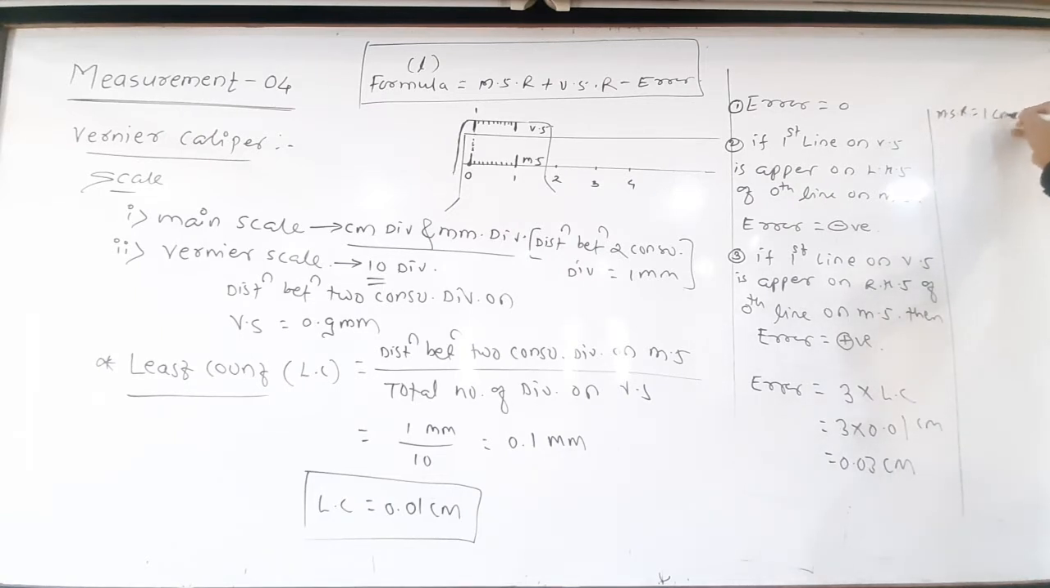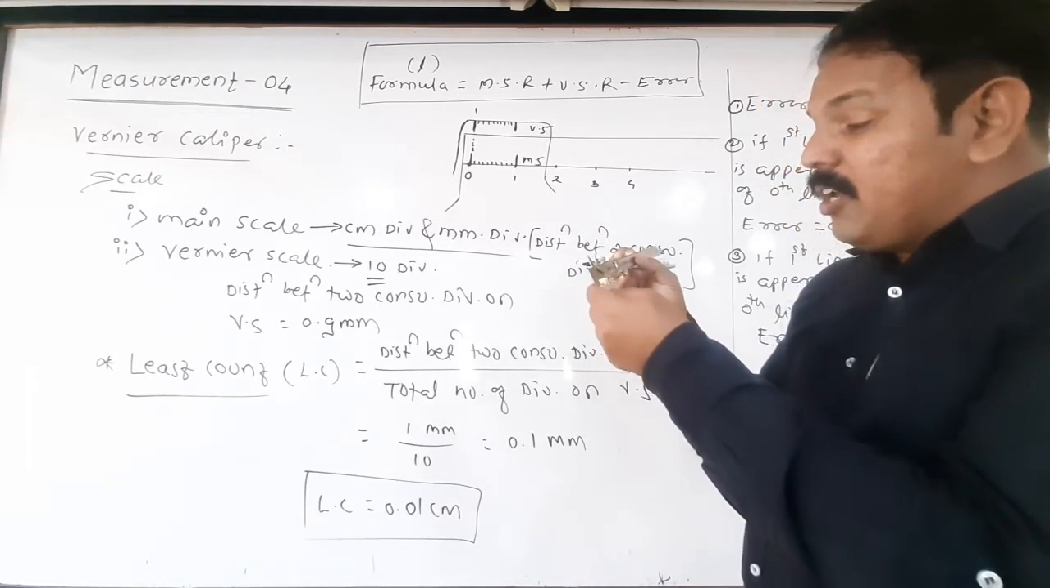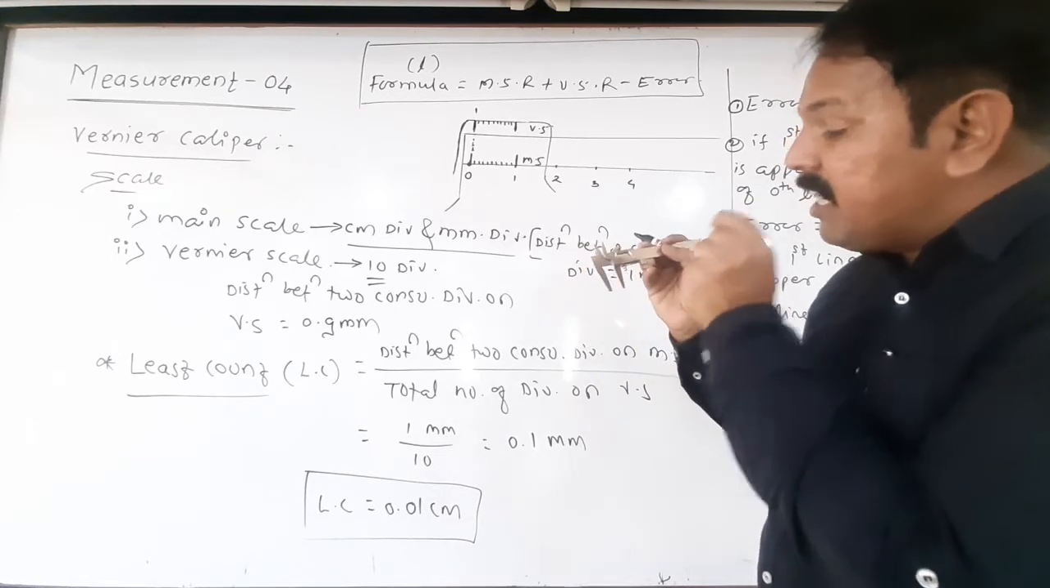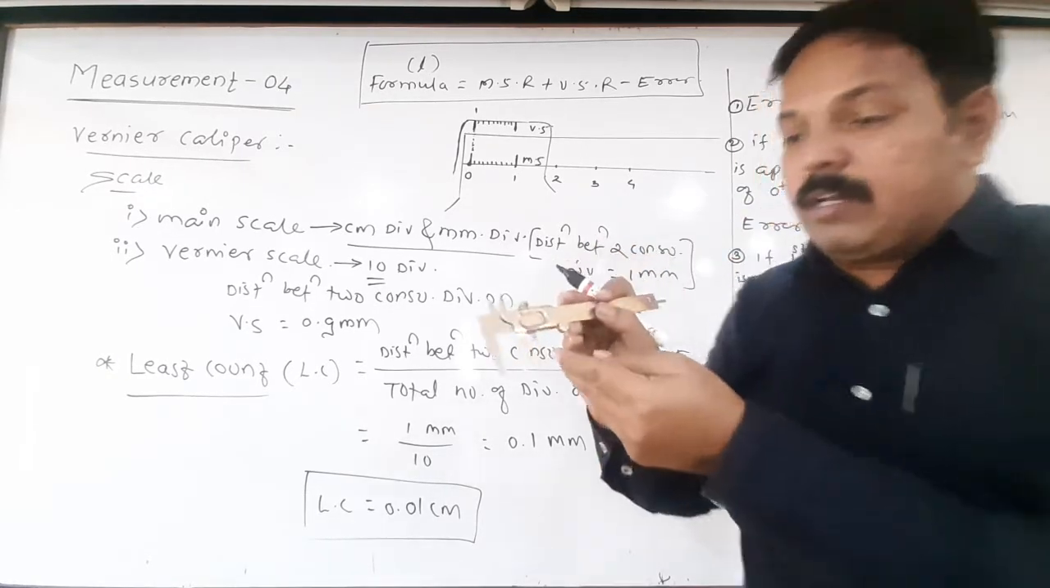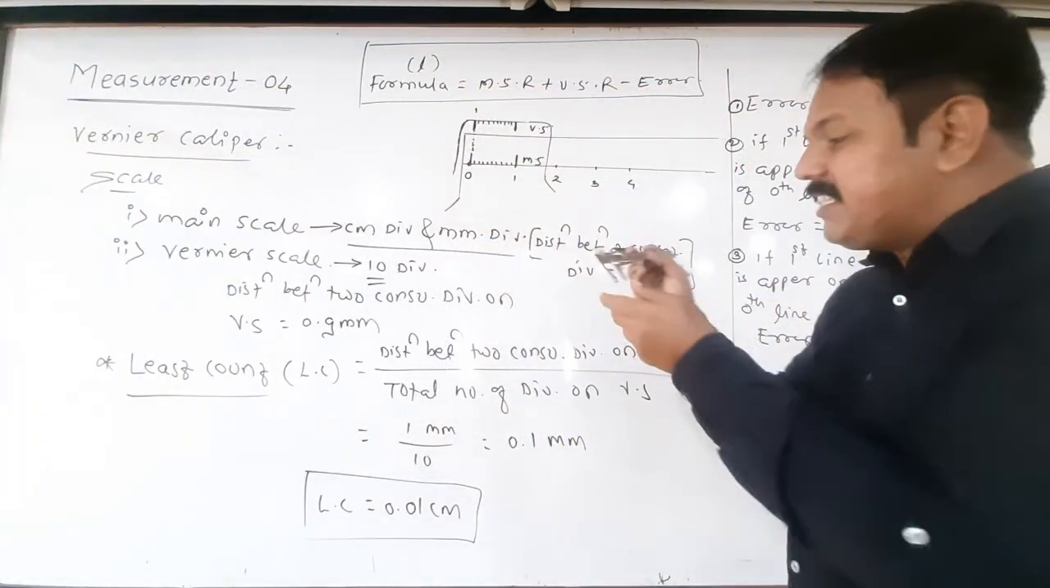MSR is equal to 1 centimeter. At the same time, look at the matching of vernier scale and main scale. Which division is matching exactly with each other? See here. Which division is matching exactly?